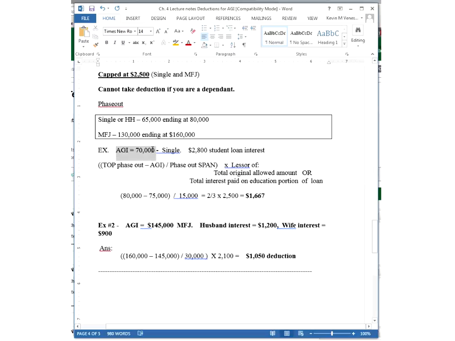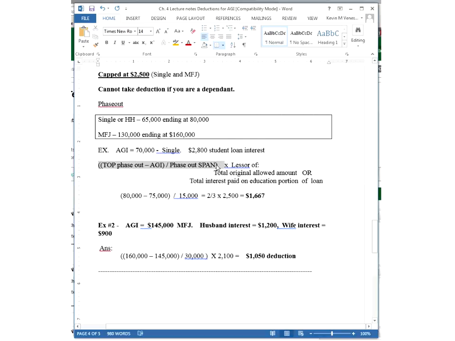So when I give a little example here of $70,000 for somebody who's single with an AGI of $70,000, and their student loan interest is $2,800. I know already that they can't take the full $2,800. The most they can possibly take is $2,500. And then I also know that they're going to be limited on that $2,500 because they're over the smaller of the phase-out number.